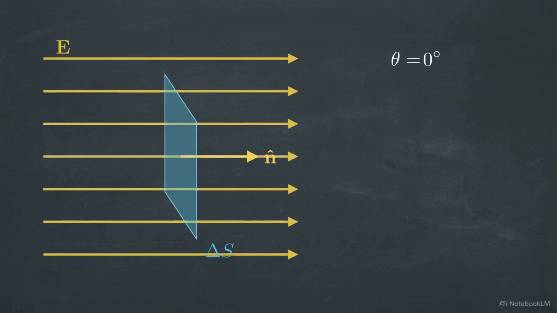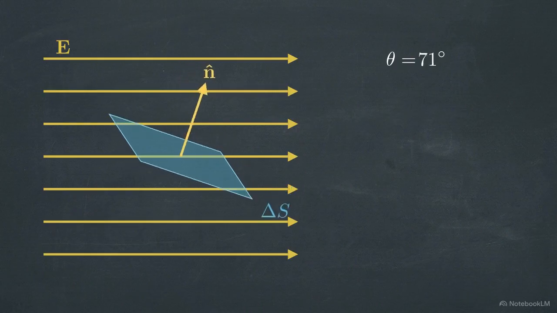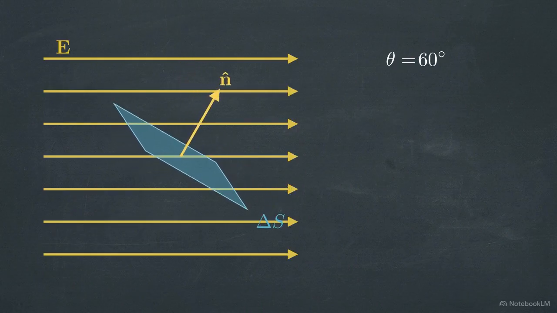When perfectly perpendicular, the angle theta is 0 degrees, and maximum field lines cross the surface. If we rotate the plane 90 degrees parallel to the field, theta is 90 degrees, and 0 field lines cross. At an arbitrary tilt, the effective intercepting area shrinks. The geometric projection of this effective area is exactly delta S multiplied by the cosine of theta.